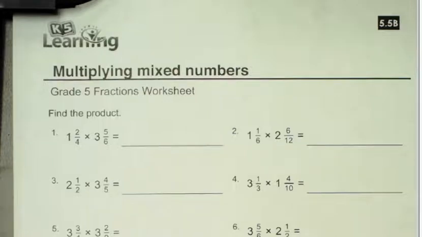Hey Valley, this is a tutorial for 5.5b, multiply mixed numbers. This is a tough question, or this is a tough target. Here are the things you need to remember.